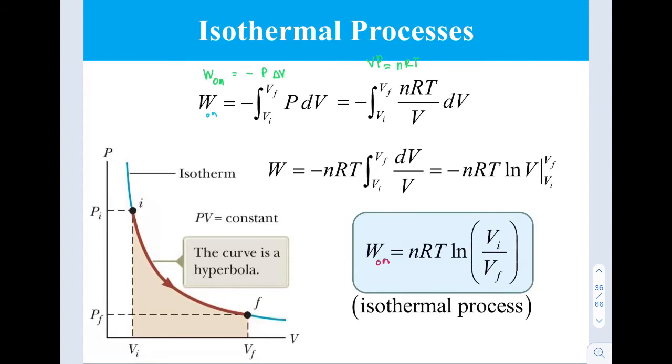If, let's say, the question is asking for work done by, as we know, work done by is equivalent to the negative of work done on. Therefore, work done by is negative nRT ln V initial over V final. For this case, work done on is negative nRT ln V final over V initial.